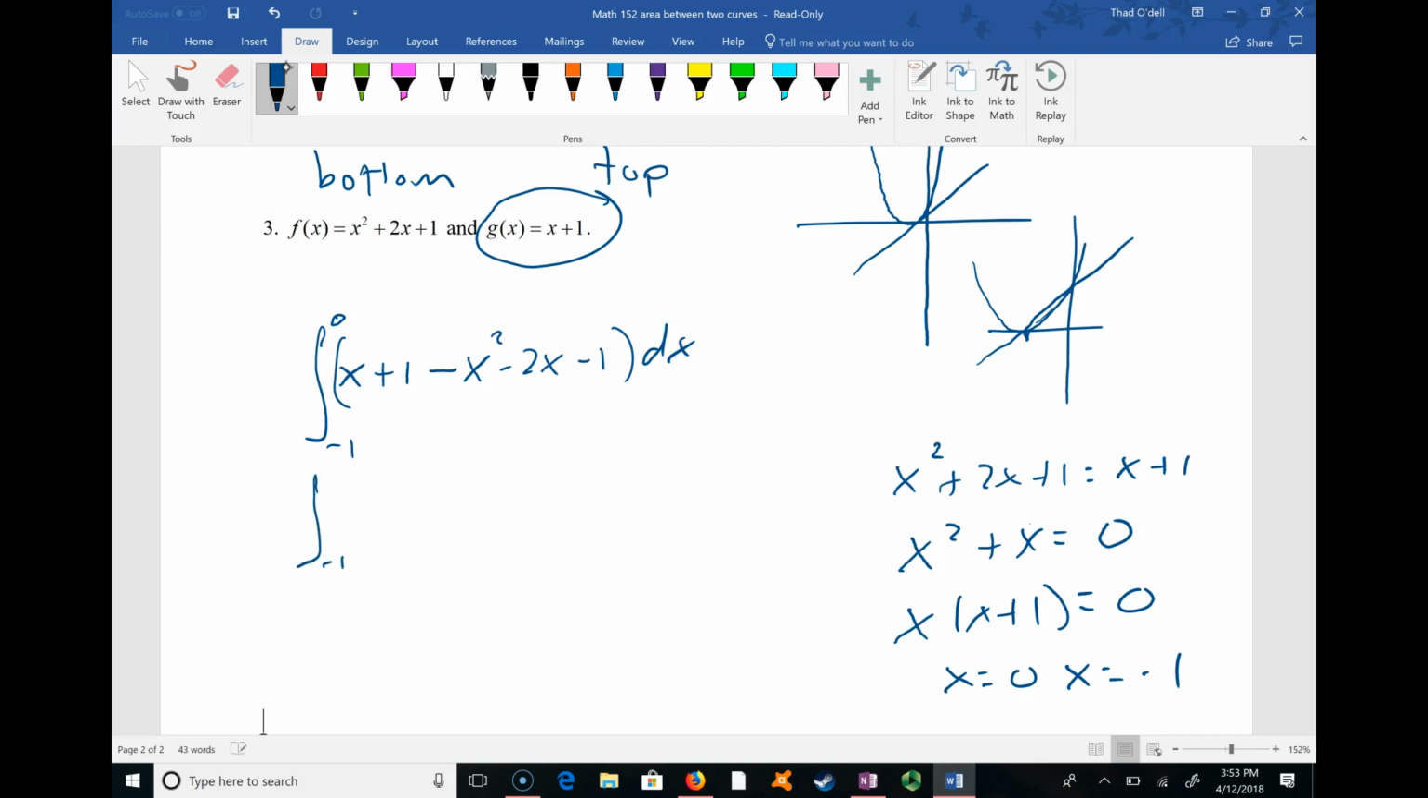Let's simplify things again. -1 to 0. Let's see, that would be negative x squared minus x. And that's it. So when we integrate that, we get -1/3 x cubed minus 1/2 x squared. And that's going from -1 to 0.